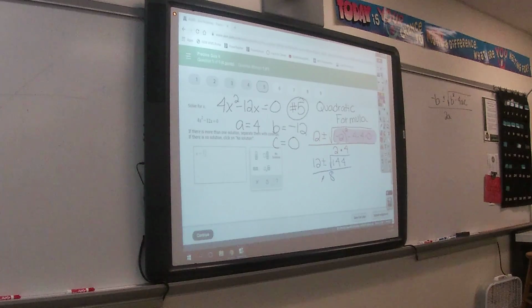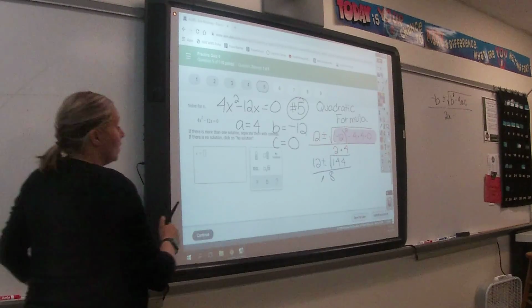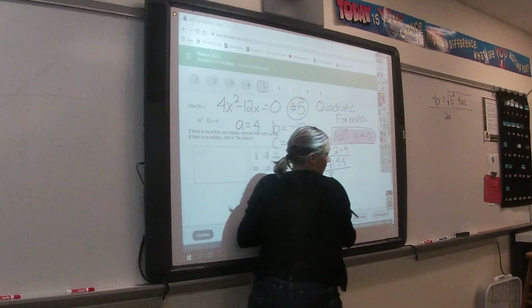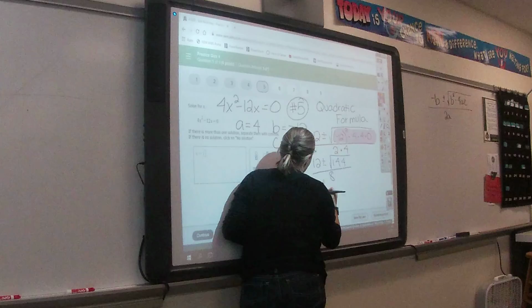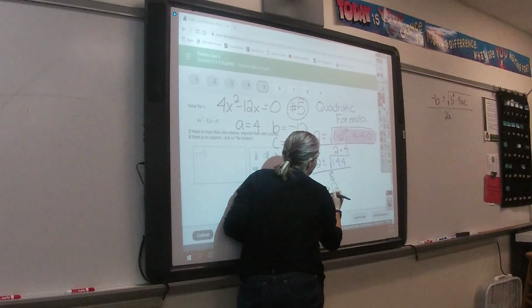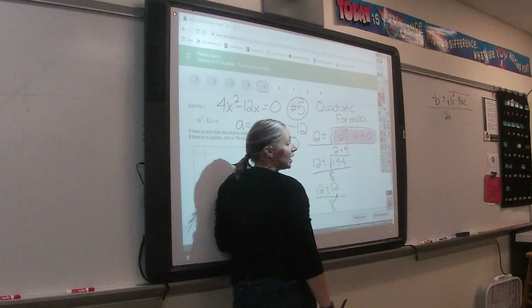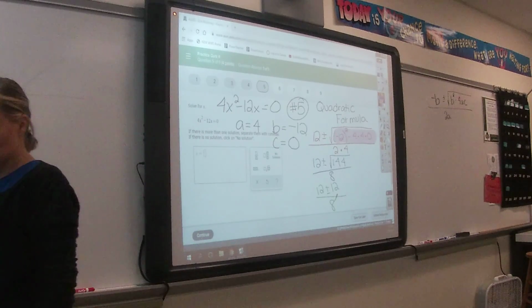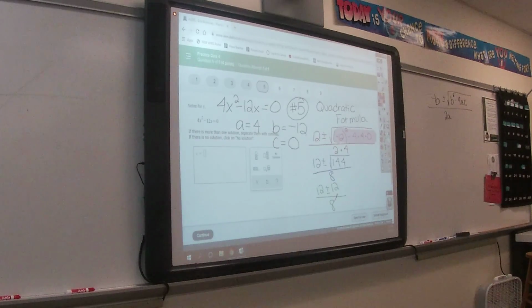Then what do we do? Take the square root of 144, which is 12. So then we'll say 12 plus or minus 12 all over 8. No square root is left, so we can calculate both of those options.